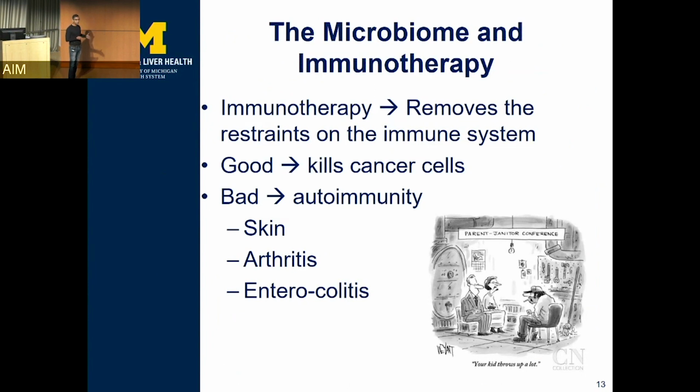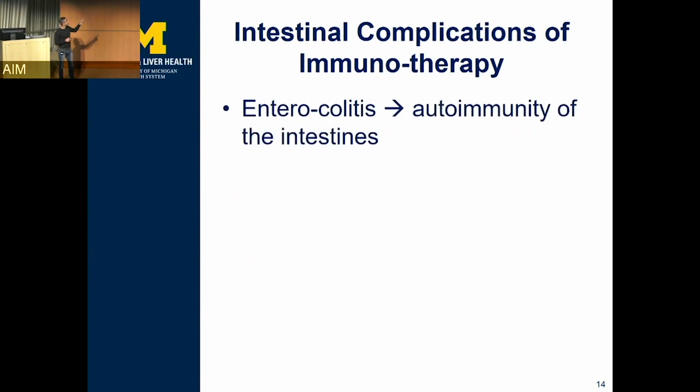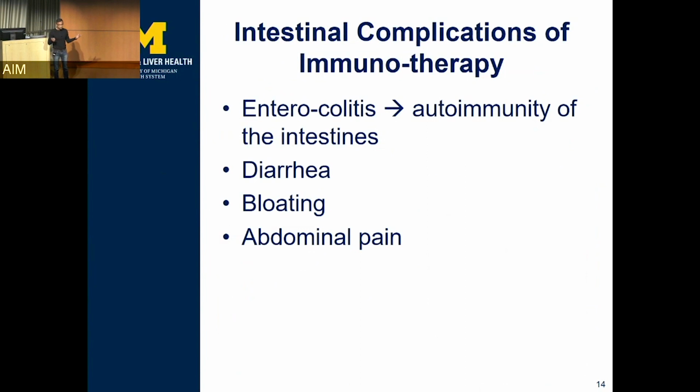So remember, with the good comes the bad. Life's about trade-offs. All right, so intestinal complications. Enterocolitis is an autoimmune reaction that happens in the intestine. Basically, your immune system either attacks the intestine itself or is activated by the bacteria in your intestine, and your intestine suffers bystander damage. All right. So the common symptoms are diarrhea, bloating, and abdominal pain. They're very typical.